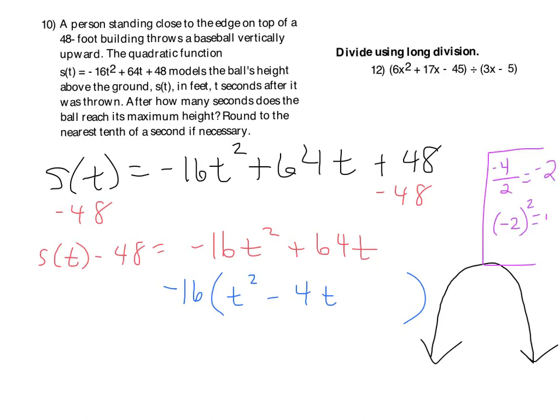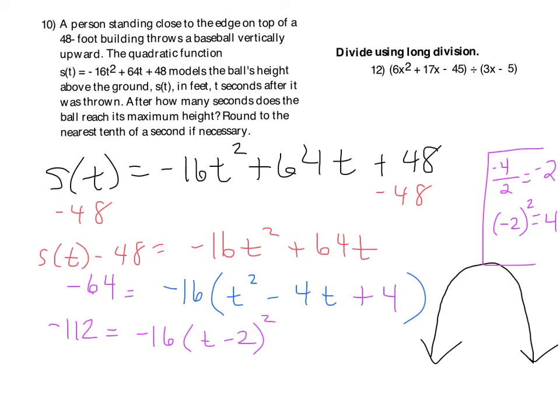Squaring negative 2 gives me 4. And what am I doing to the left side now? 4 times negative 16. Yeah, good. So negative 16 times 4 gives me negative 64. That's what goes over here. Negative 48 minus 64. I have two negatives. Two negatives just give me a bigger negative.